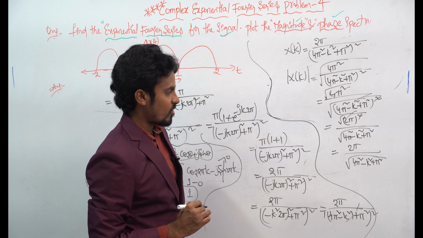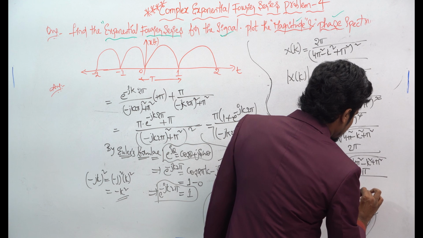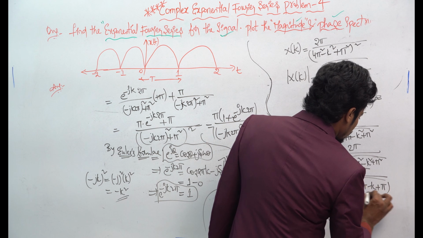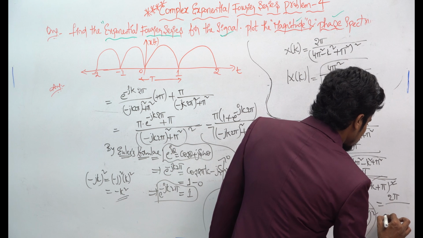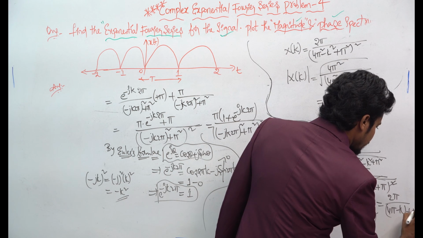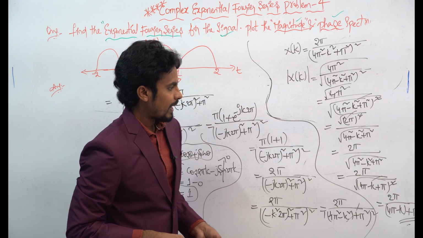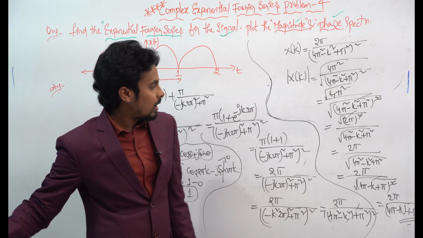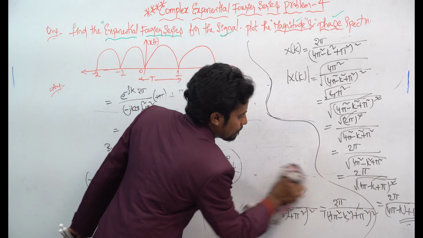If you want to take the square common, how much will you get? You will get 4 pi divided by (4 pi minus k plus pi) whole square. The square root gets cancelled. So how much will you get? You will get 2 pi divided by 4 pi minus k plus pi. So this was your magnitude, modulus of x of k. Okay, how can you draw the magnitude spectrum for this?